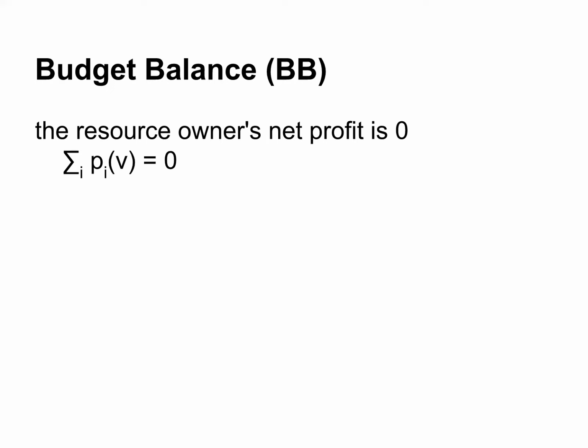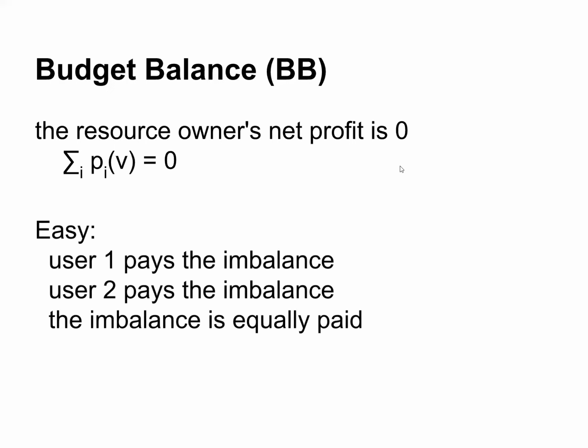Again, remember that you are designing both the social choice function, that is the resource allocation, and the payments. And if you're completely free with the payments, well, you can say that if there is any imbalance, then user 1 pays the imbalance, or user 2 pays the imbalance, or it's equally spread, or nobody pays anything. Let's get back to the mechanism without money. Nobody pays anything, nobody gets anything. So if all the PIs are equal to 0, well, the mechanism is budget balanced. So by itself, budget balanced is not too complicated.